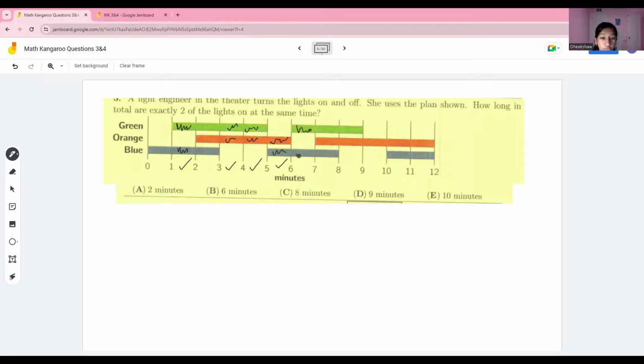6 and 7, the green and the blue lights are on. 7 and 8, there are 3 lights on, so that would not be factored into our answer. 8 and 9, it does work because there are only 2 lights on. 9 and 10 does not work. 10 and 11, however, and 11 and 12, both of them work. So now let's count up all the times that we counted 2 lights on at the same time to get our final answer. So 1, 2, 3, 4, 5, 6, 7, 8, which is why the answer is 8.